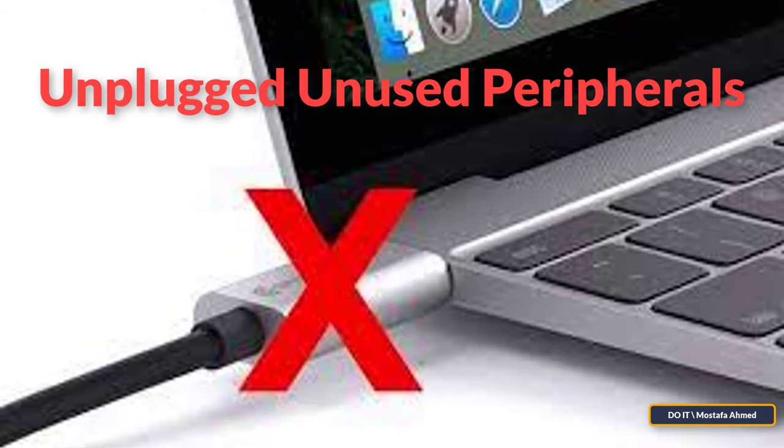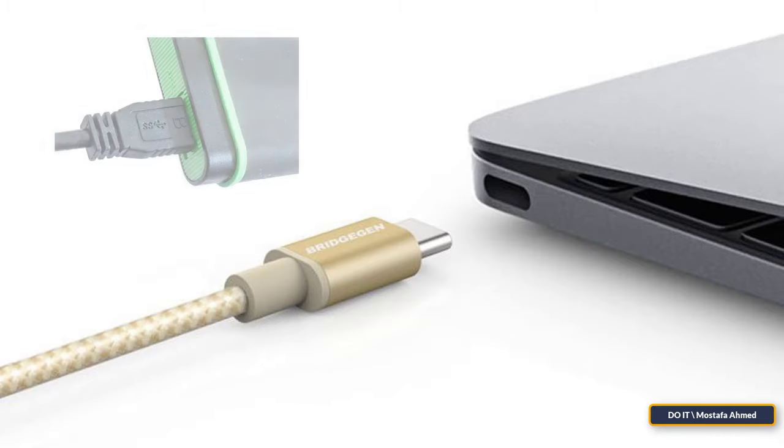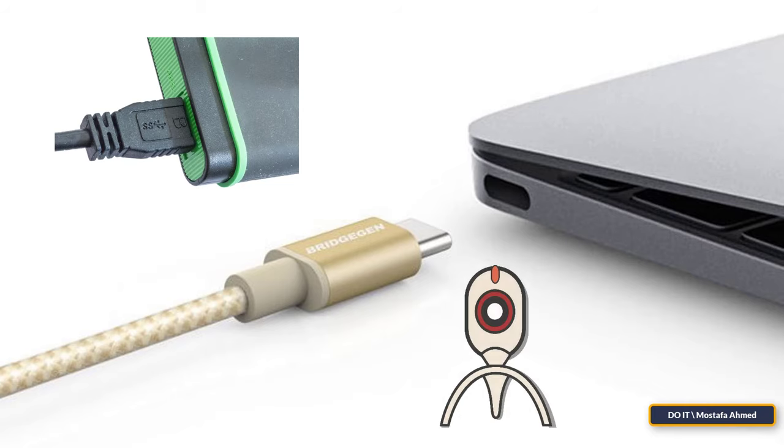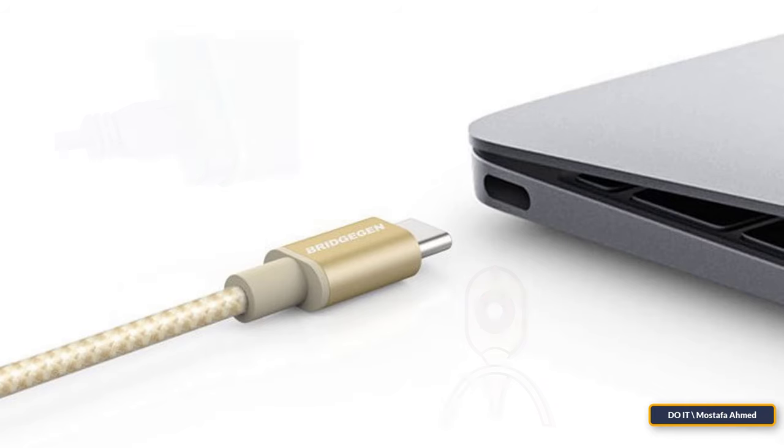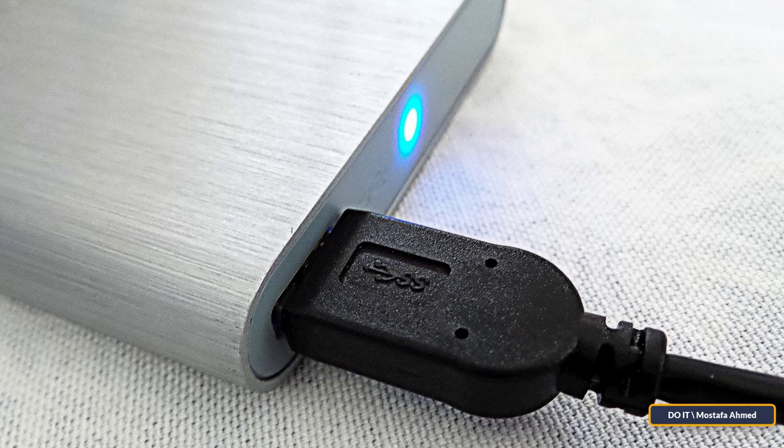Fifth tip, unplug unused peripherals. Experts and laptop manufacturers recommend unplugging any peripherals, for example, an external hard drive or webcam, while using battery power, as well as when transferring data between your device and the laptop, as connecting these devices draws power to the peripheral device itself even when not in use. This is an obvious drain on your laptop's battery.